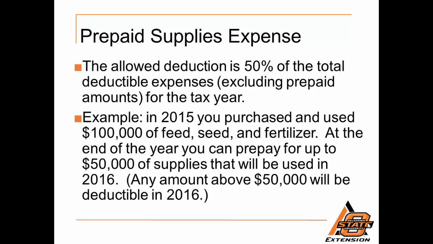So here's an example that explains all this. In 2015, we buy and use $100,000 of feed, seed, and fertilizer. At the end of the year, we buy an additional $50,000 of items that will be used in 2016. Here we hit that 50%. Any amount above $50,000 will not be deducted in 2015. It will be deductible in 2016.